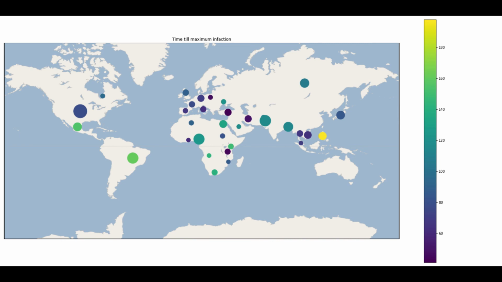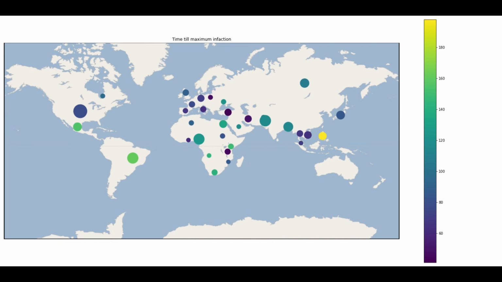This visualization shows the time that passed between the first reported infection and the time when the first local maximum has been reported. So that's why China and India are not included here, and also other countries, because as I said, I filtered them out if they don't have a local maximum on their death and infection curve.